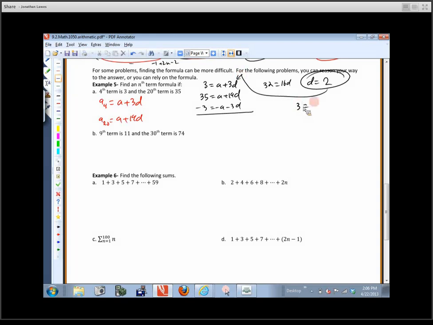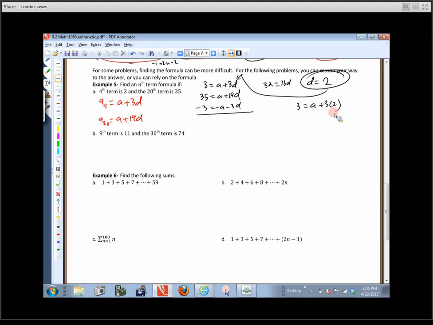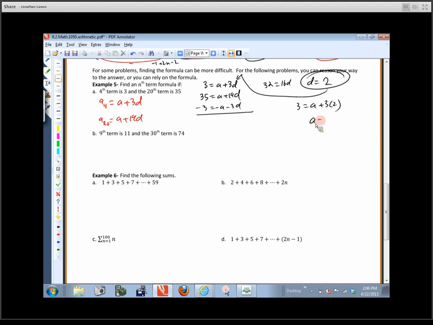And I get 3 equals a plus 3 times 2. Move that to the other side, so I get a equals -3. Now, am I done with the problem? No, we have to put it in the formula. You're right. So the nth term is the first term, which is negative 3, plus n minus 1 common differences, and the common difference is 2.